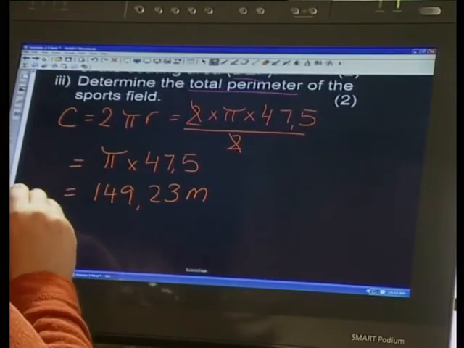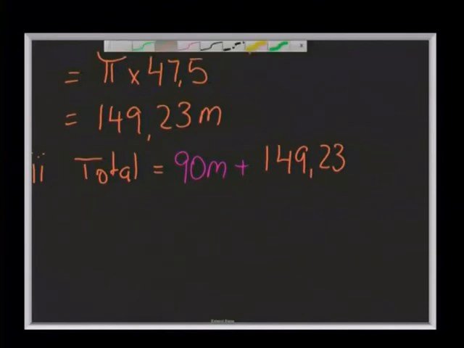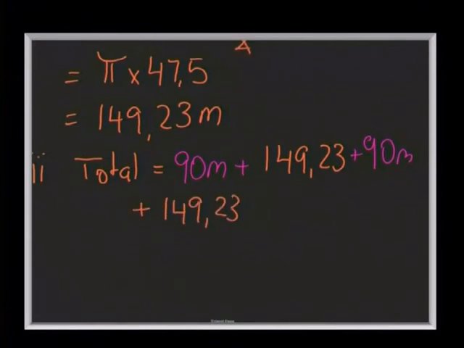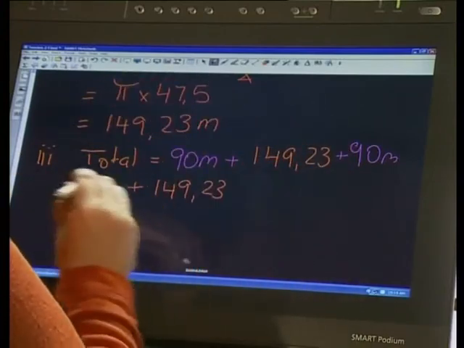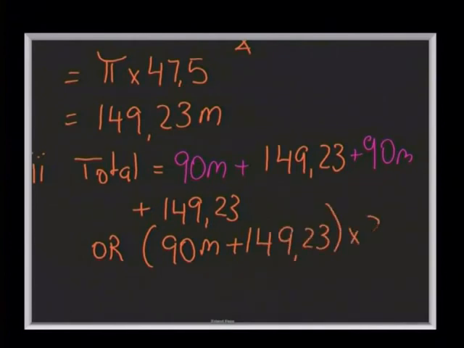So my total perimeter was the pink part. Let's use the pink pen. Was 90 meters, plus I had the orange part, which was 149,23. Make that a bit bigger. Plus a pink part, 90 meters, and plus an orange part, 149,23. So that gives me my total perimeter. I could have said that times 2, but I can write it out. It gives me the same answer. I could have said it was my pink 90 meters plus my orange times 2 because they doubled.